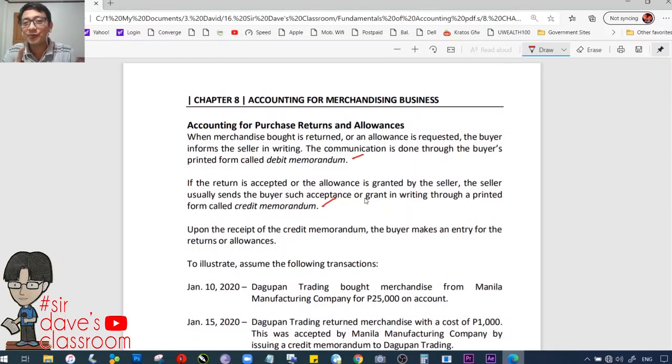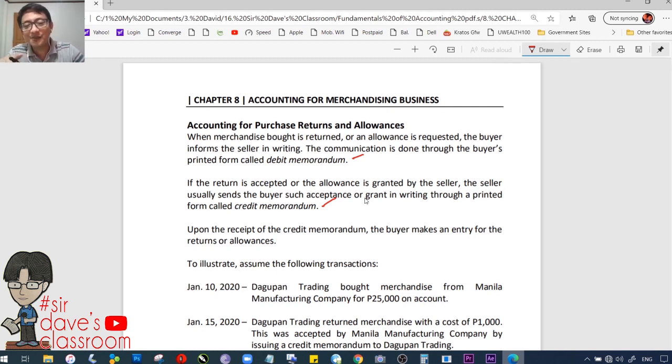Ngayon, kung magre-request ka ng return at pinayagan ka ng seller, sabi sa'yo, sige, balik mo. Pumapayag ako. Aminado naman ako na defect yung ibang units na naipadala ko sa'yo. So, pagka ganun ang sitwasyon, ibig sabihin, pumayag yung seller, sasabihin ng seller sa'yo, sige, sabi niya, yung payable mo sa akin dyan na naka-credit sa books mo, i-debit mo na. Ayan.